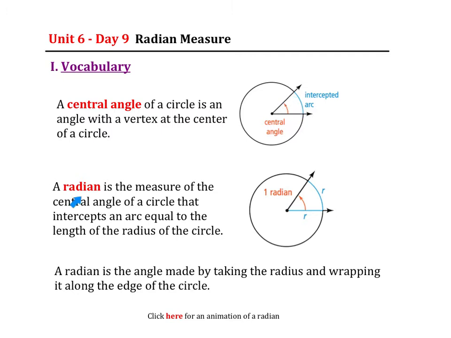Now, a radian, by definition, is the angle that is created using the measure of the radius as that intercepting arc. So what I mean by that is we take the radius of this circle, and we lay it on the edge of the circle. We kind of wrap that around. The angle that is created by doing that is 1 radian. So a radian is an angle measure, and it is the angle measure if you have 1 radius length of intercepted arc.